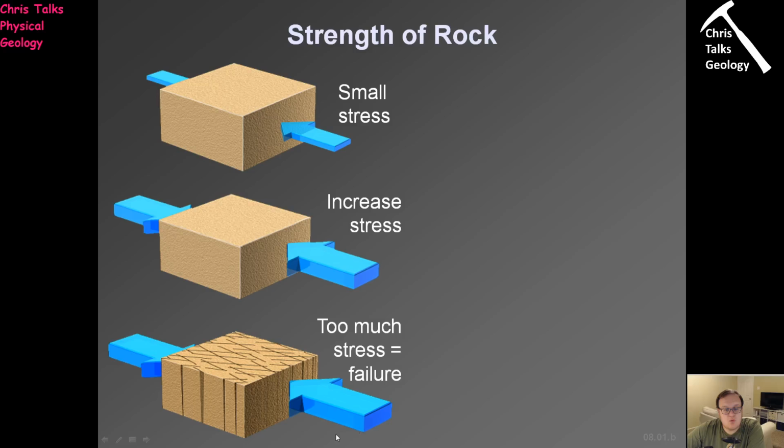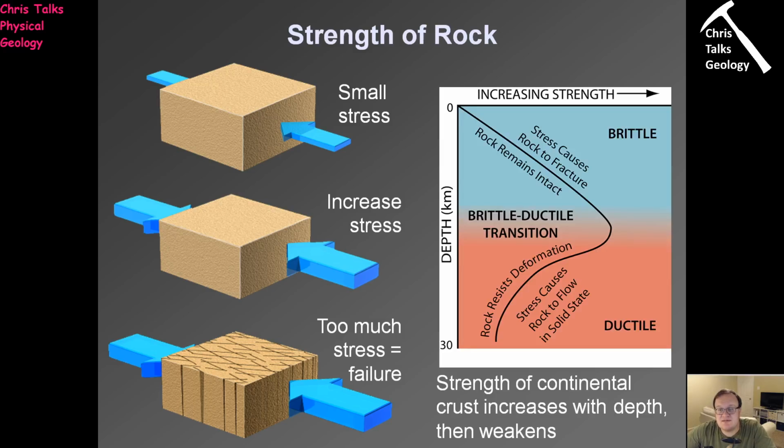So what we have to do is we have to make sure our rocks are exposed to sufficient stress to begin to make them fail. If we don't reach that point, our rocks will not fail, and they will just stay the way they were. So the first question is, well, how do we make rocks fail? Well, the first thing we need to think about is, where are we in the crust?